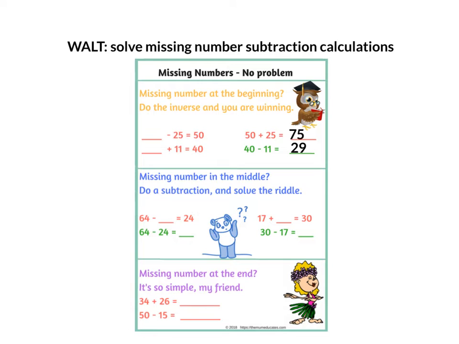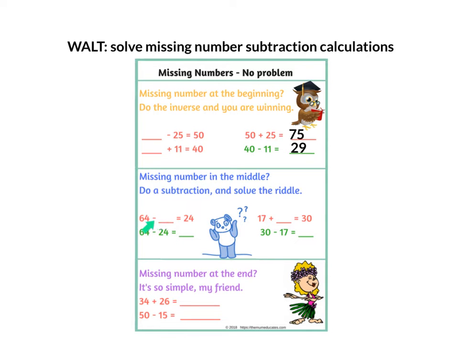The next type of missing number problem that you might come up against is if the missing number is in the middle of your calculation. So if it's in the middle, you need to do a subtraction and solve the riddle. In this calculation, we've got 64 take away a blank number that we don't know yet is equal to 24. Thinking back to our knowledge of fact families, if we know one calculation, then we actually know 4.